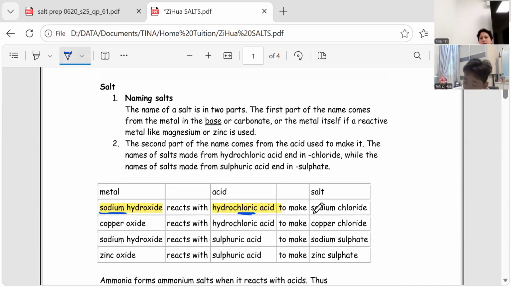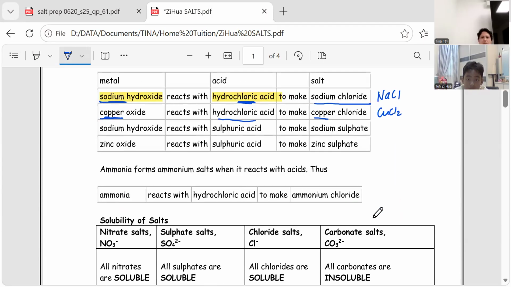hydrochloric acid makes sodium chloride, NaCl. Copper 2 oxide is the base, reacts with hydrochloric acid. So you make copper 2 chloride, okay, CuCl2. Sodium hydroxide with sulfuric acid gives a sulfate ion. So you make sodium sulfate. Zinc with sulfuric acid, you get zinc sulfate.